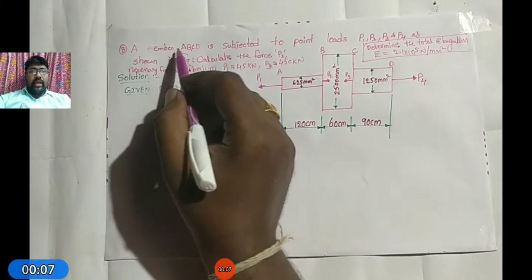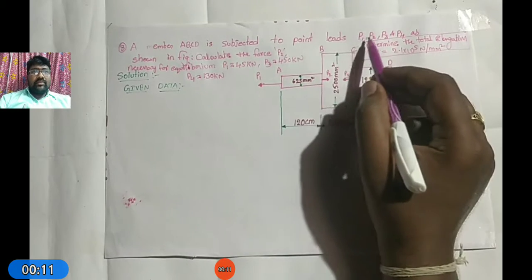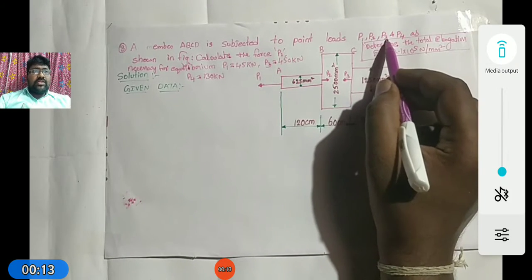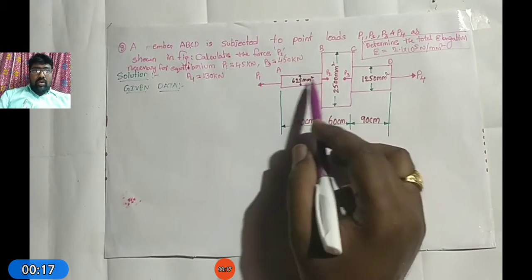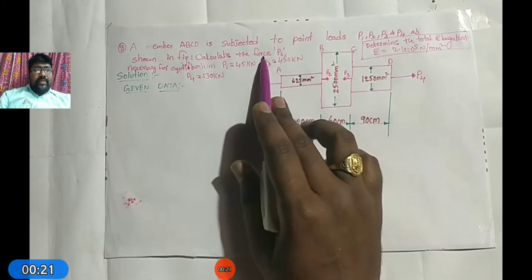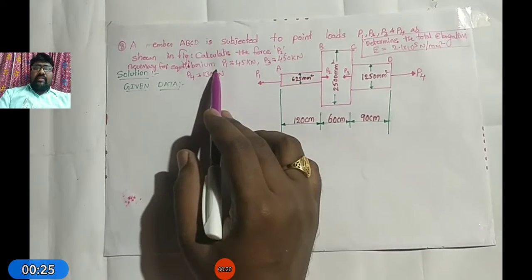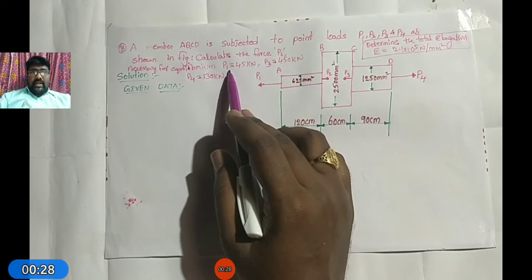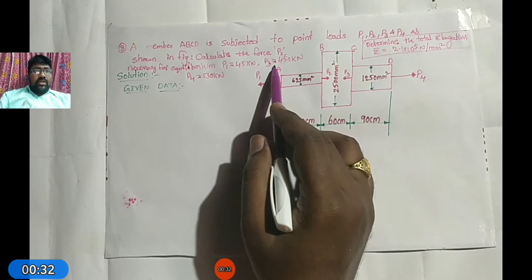A member ABCD is subjected to point loads, that is P1, P2, P3, P4 as shown in figure. We need to calculate the force P2. Here the P2 is not given. In the previous case they gave all the loads, but in this problem we need to calculate one more load.